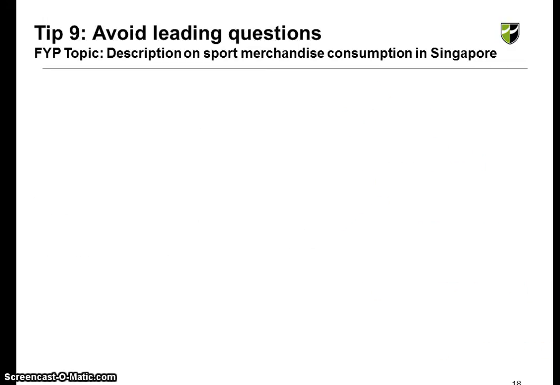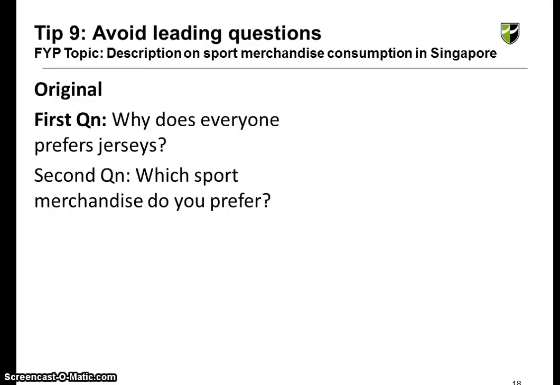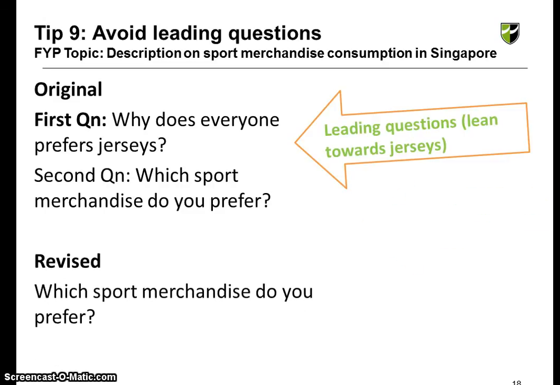Okay. And lastly, this is about the order of the questions. Avoid leading questions. So your original first question is, why does everyone prefer jerseys? Followed by the second question, which sports merchandise do you prefer? So would you like to guess what the bias is towards? Yes, there is a lean towards citing jerseys because of the way the questions are ordered. So as a revision, perhaps you can ask the first question in a later part, or just drop it. So you can just focus on this one instead.